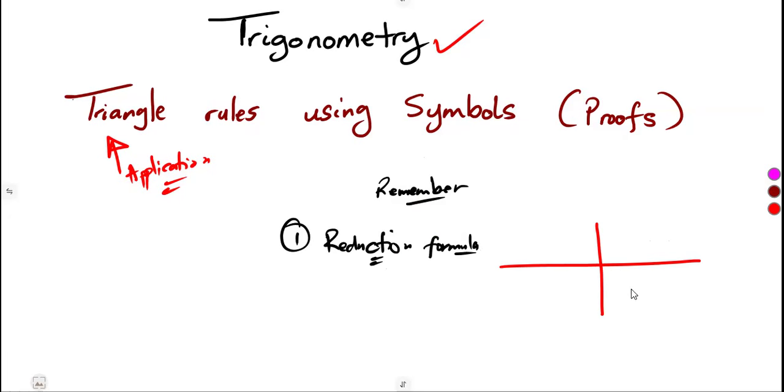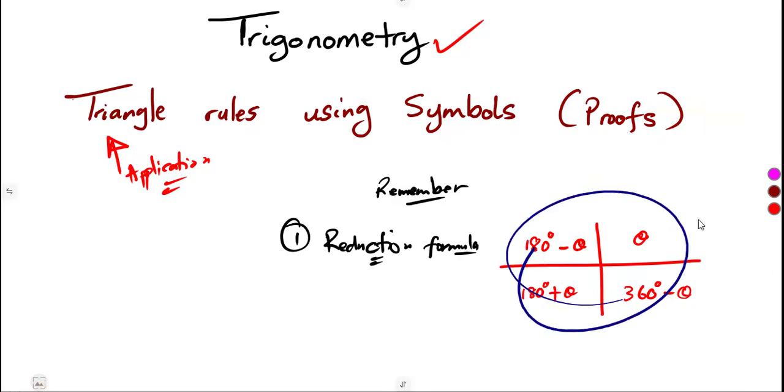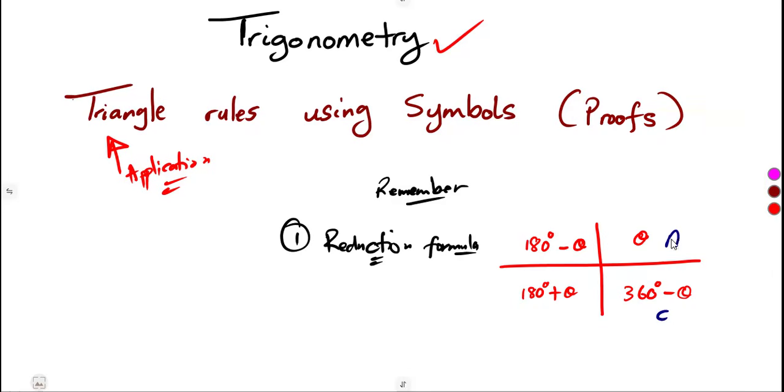Using the CAST concept, we know that in the first quadrant, we're going to have theta. Second quadrant, 180 degrees minus theta. Third quadrant, 180 degrees plus theta, and the fourth quadrant, 360 degrees minus theta. I referred to all these basics and remember the CAST concept. So here, guys, we talked about this. Just revisit your notes. You are going to need some of these in your revisions.